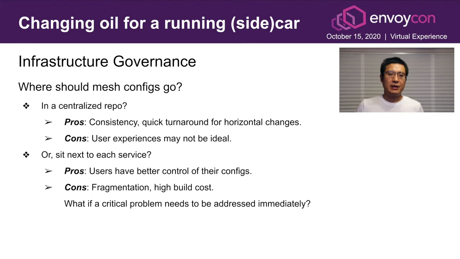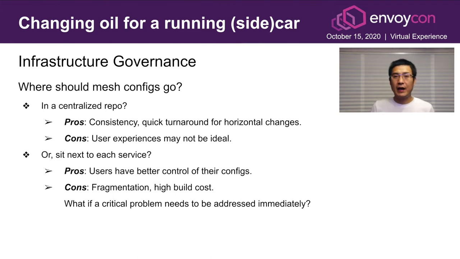However, there's another big issue: fragmentation. When some mesh configuration is scattered in multiple places, think about the build cost. When you build the configuration, how do you build? How do you make sure that every config that needs to be built is built? And another, more severe question is, if a critical problem is spotted, like a security bug, that needs to change the config immediately, what do we do? You have maybe hundreds of repos. How do you fix the problem? How do you make sure that you cover everything and are not missing anything?